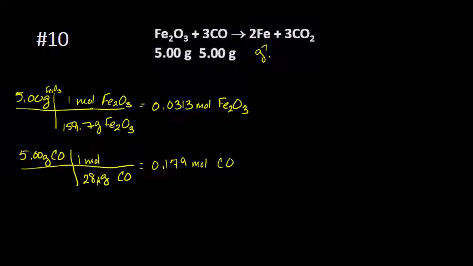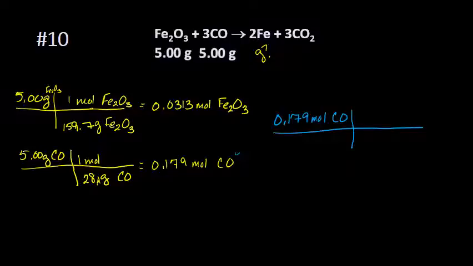So who's the limiting reactant? Yeah, you can't tell yet. Still have to do another step. Got to do that mole ratio step. I'm going to start with this one because that's what's in my calculator last. So 0.179 moles of carbon monoxide. Now, if I want to make all of the carbon monoxide that I have go away, how much of the other reactant do I need? That's what I'm trying to answer.